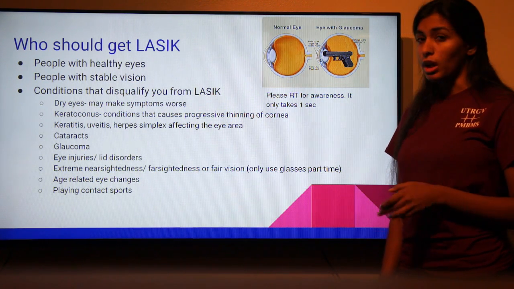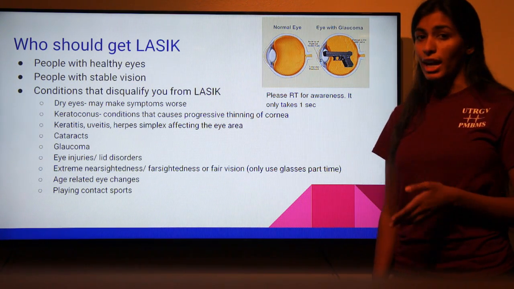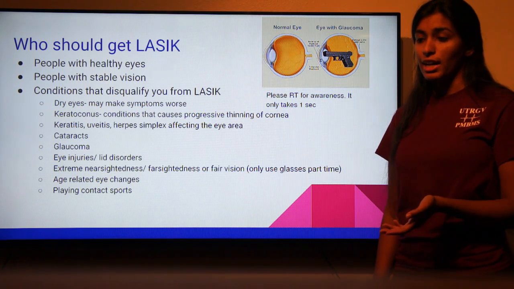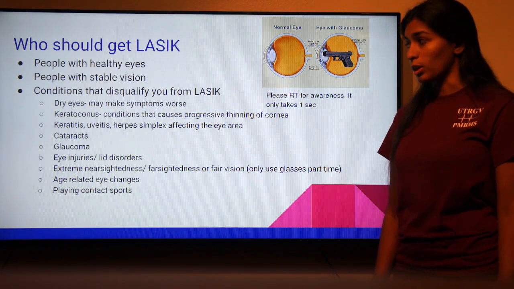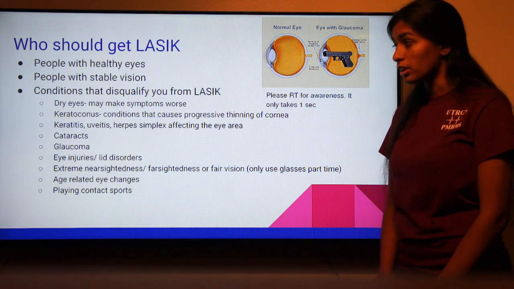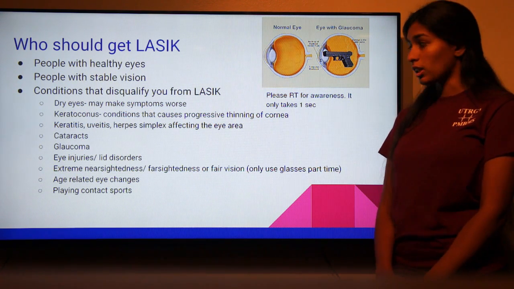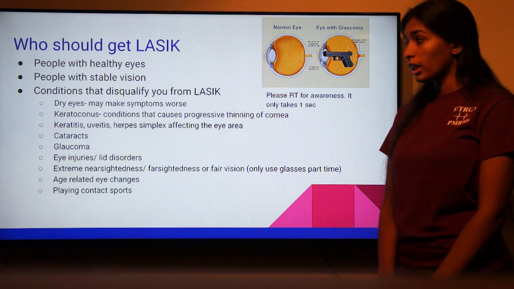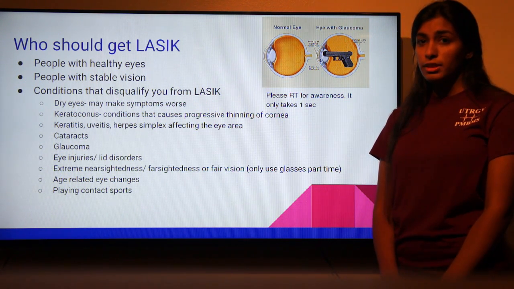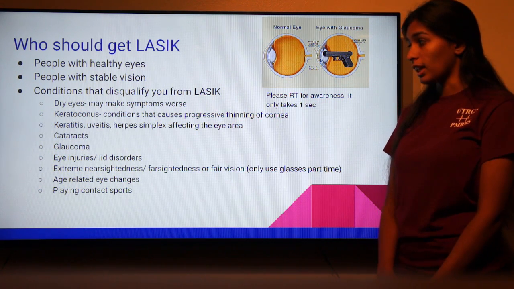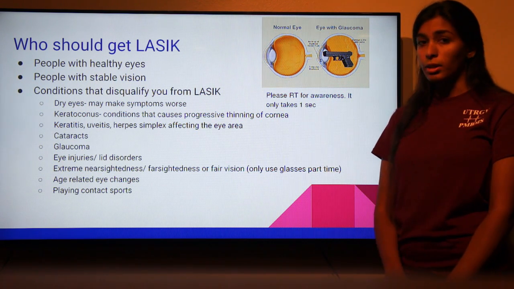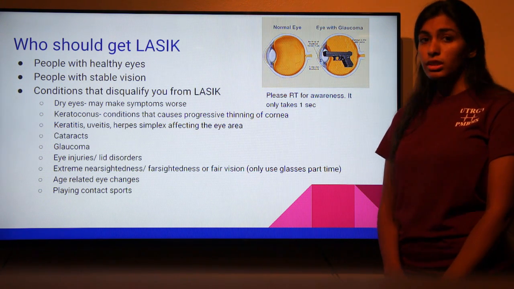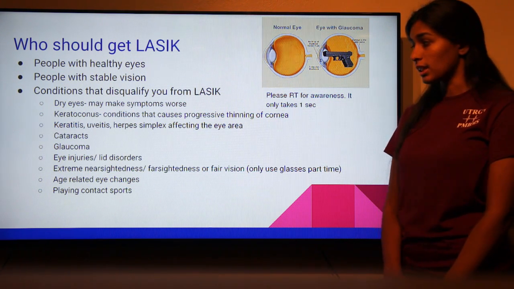Conditions that may disqualify you from LASIK would include dry eyes, because getting LASIK can cause people to get dry eyes, so it would only make the symptoms worse. Keratoconus, and that's a condition that causes the progressive thinning of the cornea. Keratitis, uveitis, and herpes simplex affecting the eye area, cataracts, glaucoma, eye injuries, and lid disorders. All of these would disqualify you from getting LASIK.